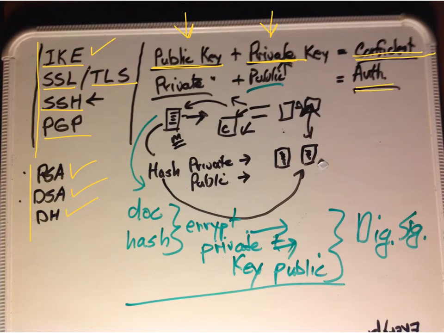Now, if we're trying to prove authentication, who it came from, then we would encrypt with a private key, then use the public key to decrypt it. We would encrypt with the private key to identify who it is, and then anybody could decrypt it.